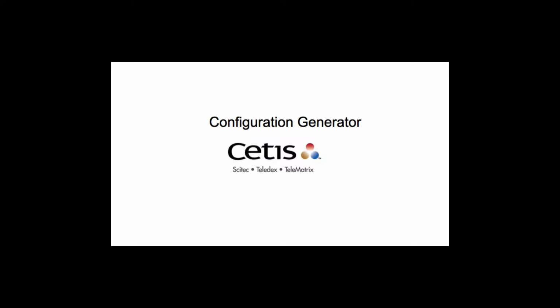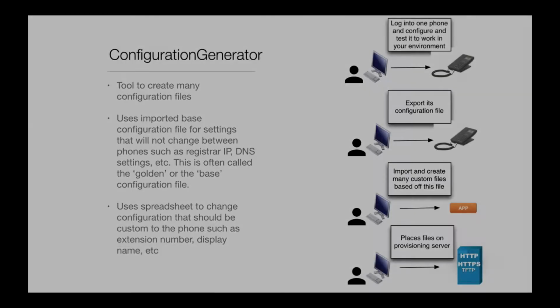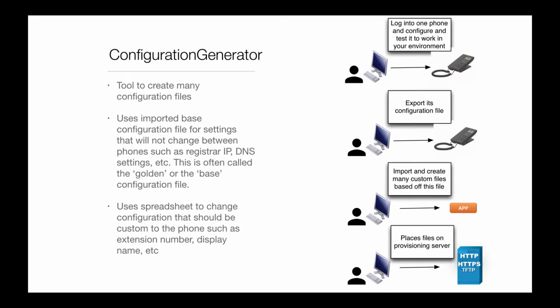This video will focus on one of CETIS's tools for creating configuration files. Configuration Generator is a simple Windows-based program that uses a base configuration file with settings that are shared between all phones and a variable file that contains settings unique to each phone to generate unique configuration files for every phone in the installation. This makes configuration and provisioning of hundreds of files much easier.